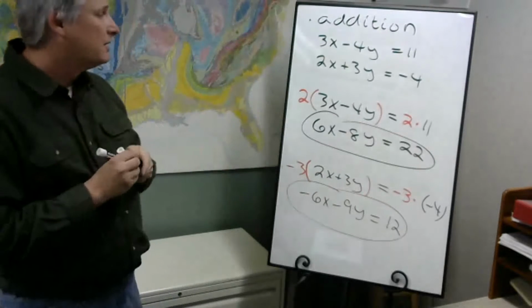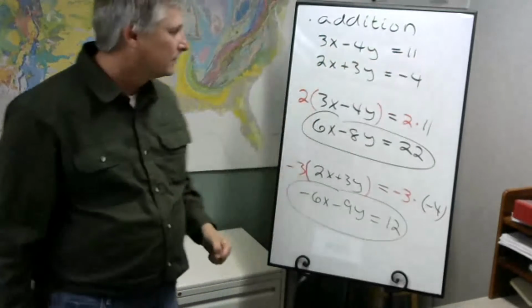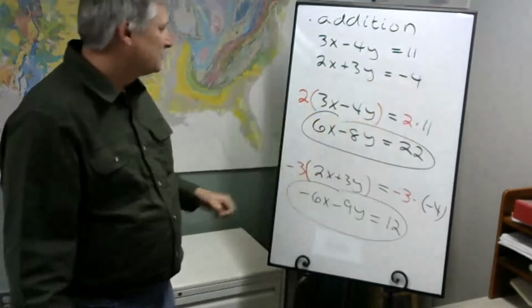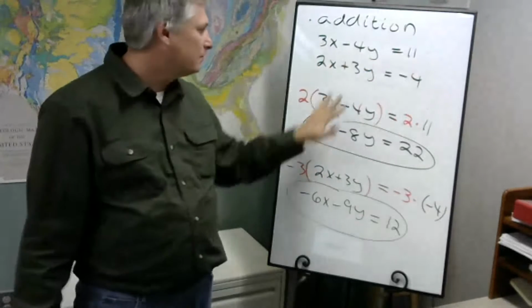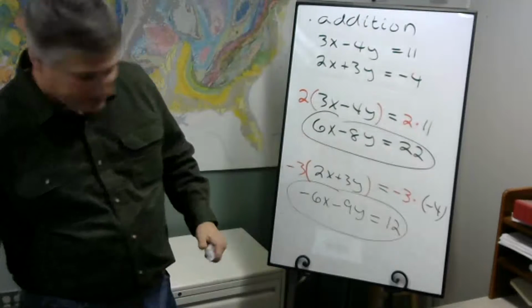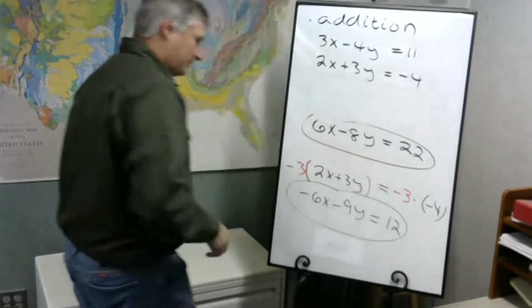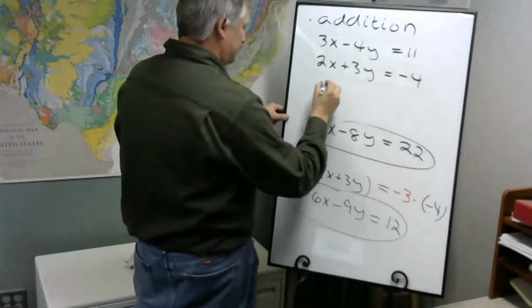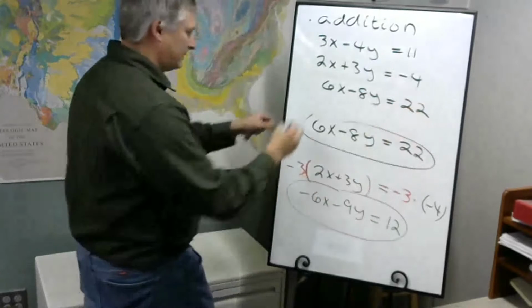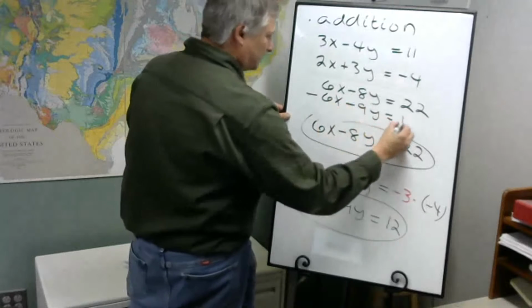And this is perfectly fine, as long as we multiply both sides of this equation by the same number, and both sides of this equation by a second same number. So we multiply both sides here by 2, multiply both sides here by negative 3, and that's going to work. So what we get at the end is 6x minus 8y equals 22. Negative 6x minus 9y equals 12.